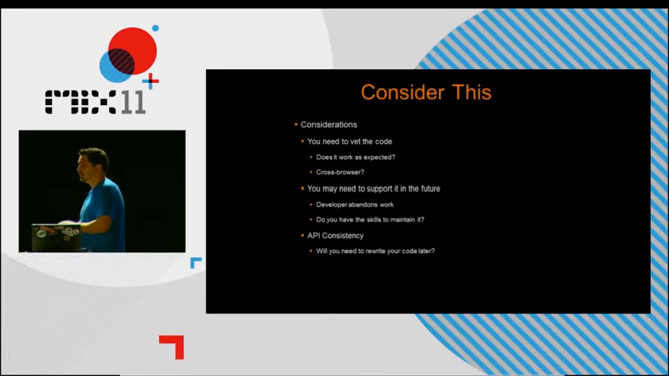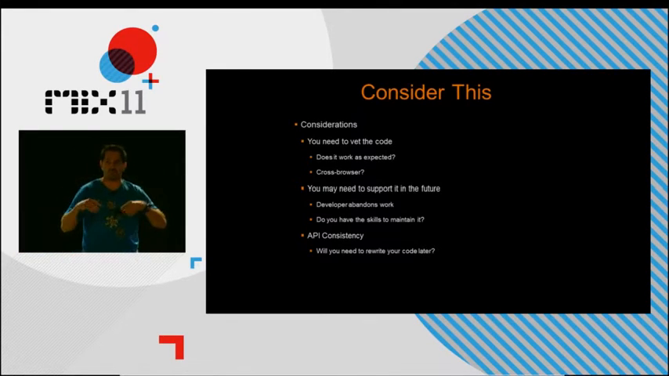And also, in terms of API consistency, like I mentioned, if you use a shim, you're using a very distinct API. You're going to have to consider that when that feature gets added to the browser, you're most likely going to have to rewrite that code. Either that or you're just going to leave it as is. So these are just some considerations for you to think about.